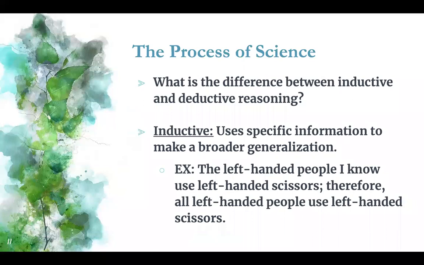So the example I have here is the left-handed people I know use left-handed scissors. Well, that's specific, right? I'm talking about the people I know. Therefore, all left-handed people use left-handed scissors. So I'm taking my specific observation of the people I know and generalizing that to the entire left-handed population. Okay.